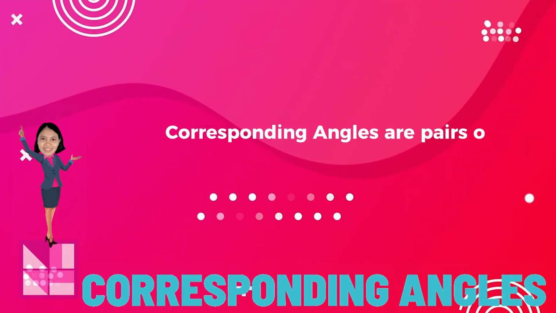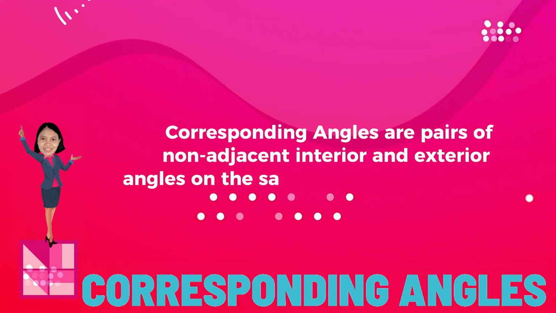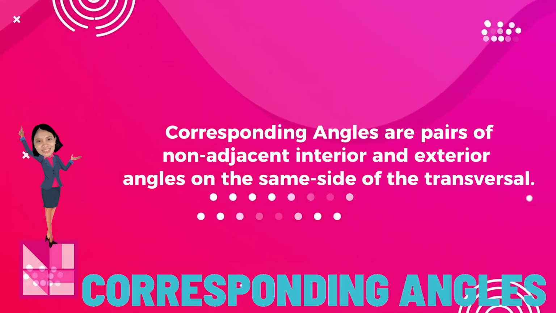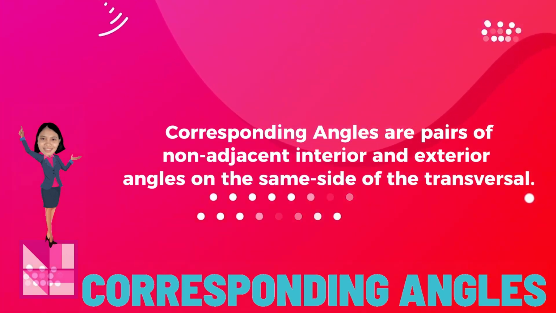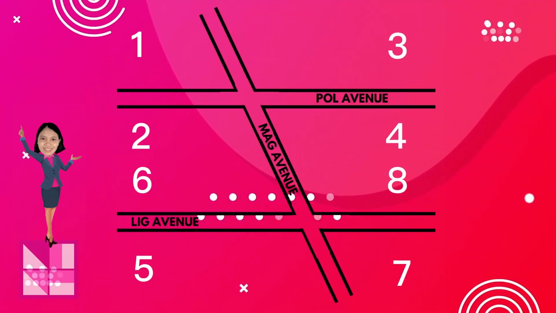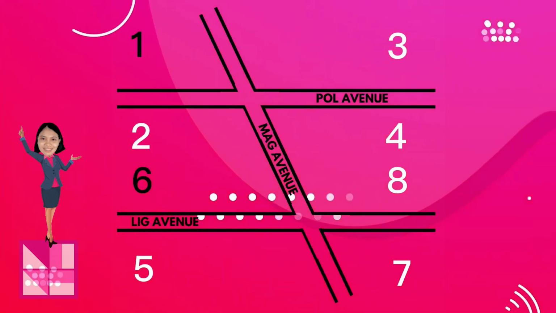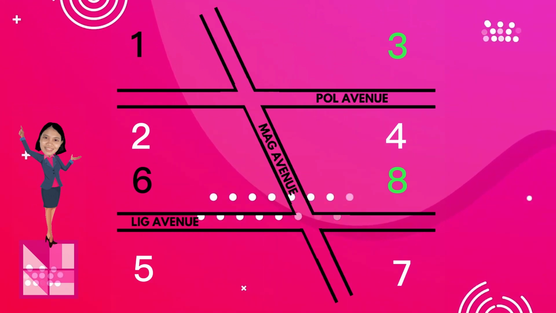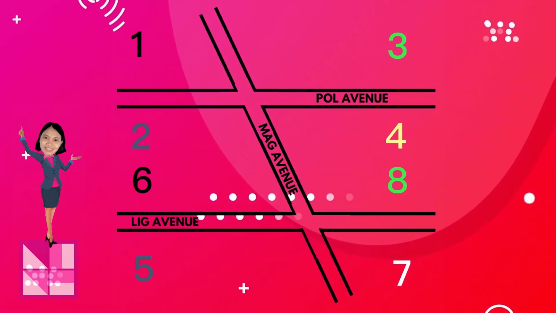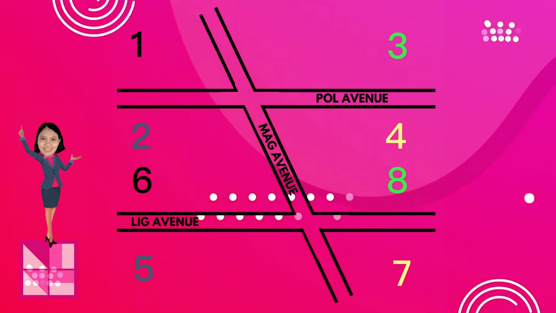Corresponding angles are pairs of non-adjacent interior and exterior angles on the same side of transversal. In the figure, angles 1 and 6, angles 3 and 8, angles 2 and 5, and angles 4 and 7 are pairs of corresponding angles.